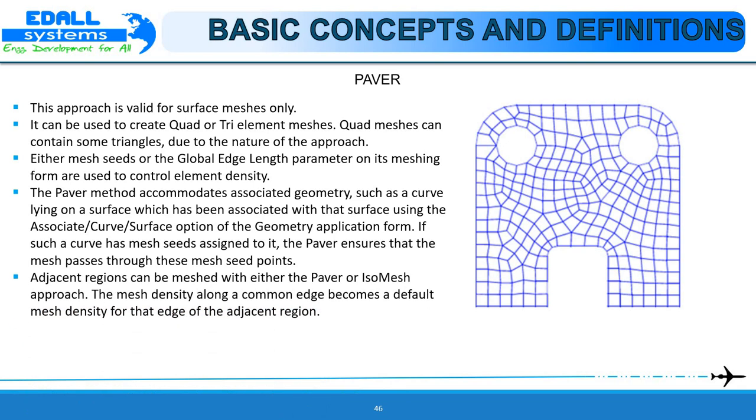Adjacent regions can be meshed with either the paver or ISO mesh approach. The mesh density along a common edge becomes a default mesh density for the edge of the adjacent region.